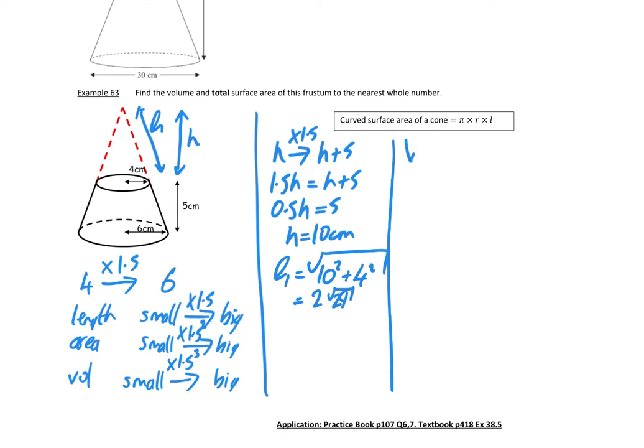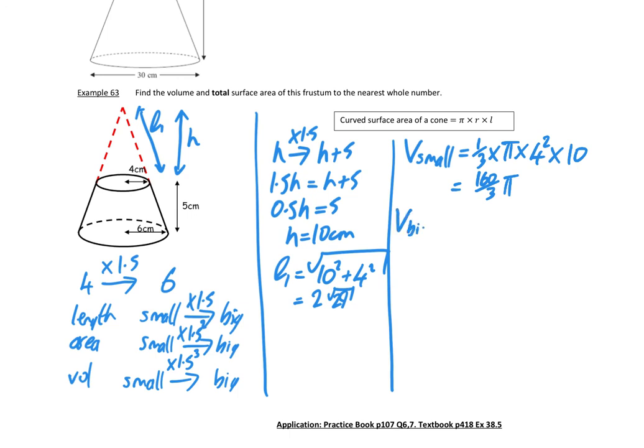Okay, so the volume of the small cone equals 1/3 times pi times my r, which is 4, and it gets squared, times my height, and I've just worked my height out to be 10. So that is 1/3 times pi times 4 squared times 10. Sorry, that is 160 over 3 pi.